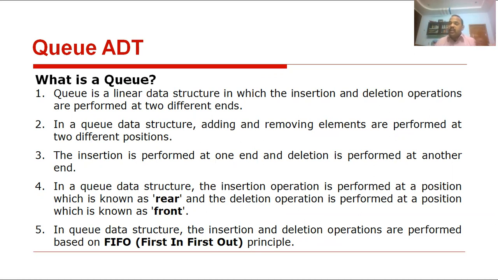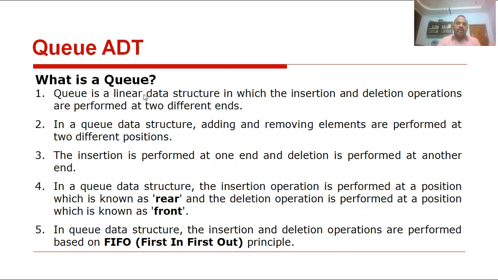Whereas in a stack, insert and delete operations are done at only one end, called the top of the stack. How many ends in the stack? Only one end. Whereas in the queue, how many ends? Two ends. The first one is the front end, the last one is the rear end. Initially, at the beginning of the program, front and rear are equal to -1. The initial value is -1. Clear?